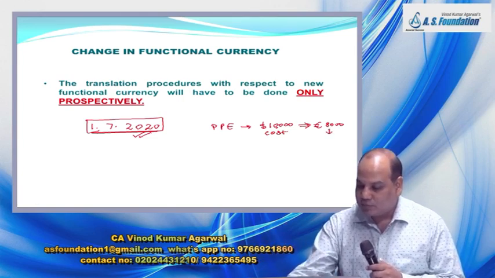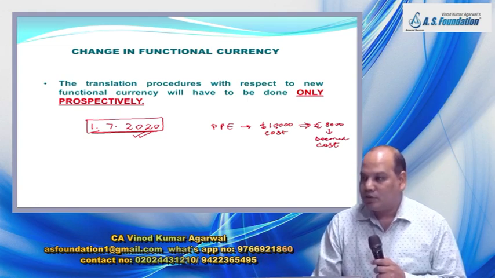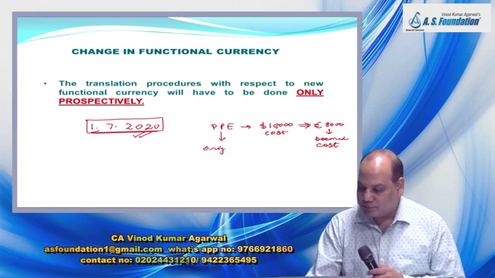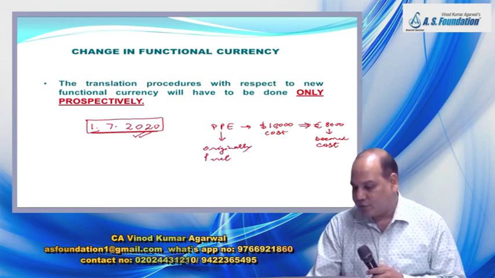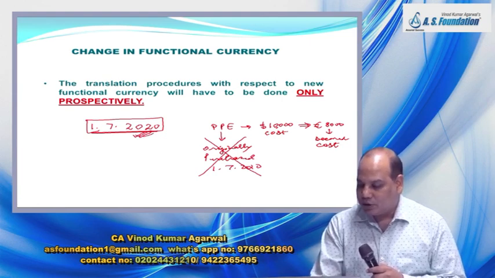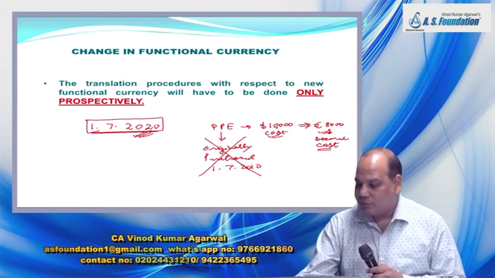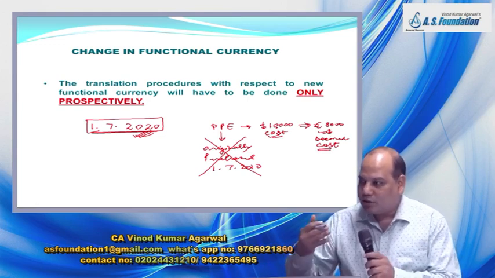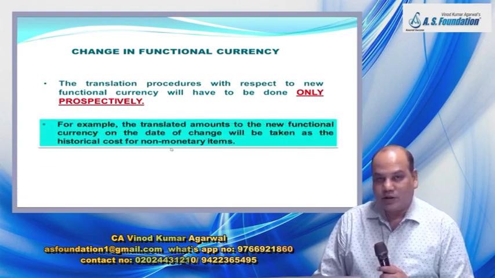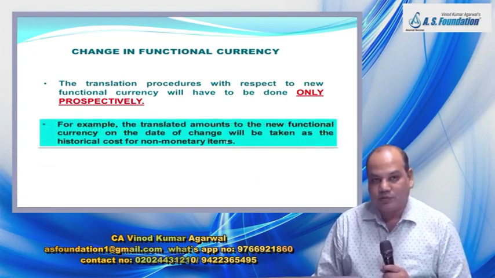And this will become the deemed cost. This will become deemed cost for all further accounting. Is it right? That means, suppose this asset was originally purchased 10 years ago on 1/7/2010. Now this is of no relevance to us. Today, whatever is the rate will be applied and converted, and this becomes the deemed cost. So 8,000, and then subsequently 8,000 will be depreciated. For example, the translated amount in the new functional currency on the date of change will be taken as the historical cost for the non-monetary item.